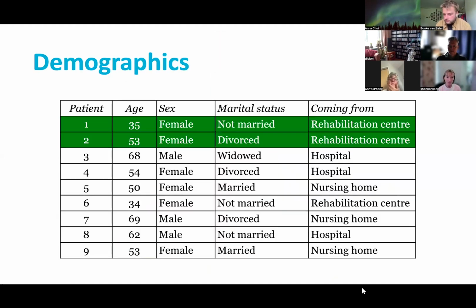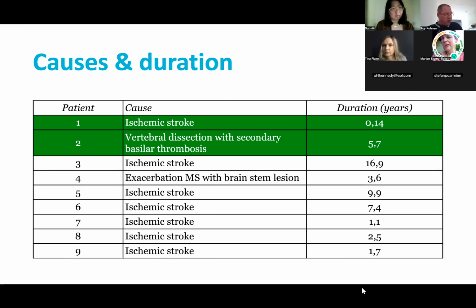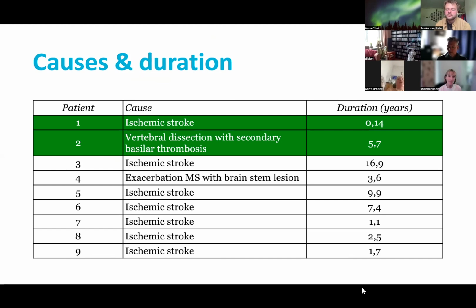The patients with classic LiS are highlighted in green. Both female patients, 35 and 53, were admitted from a rehabilitation center. This was caused by an ischemic stroke in the first patient and a vertebral dissection with secondary basilar thrombosis in the second patient. A dissection is a tear in the wall of an artery, specifically in the inner layer, allowing blood to enter and separate the inner layer from the artery wall. The loose part of the inner layer may narrow or block the artery and restrict the blood flow.